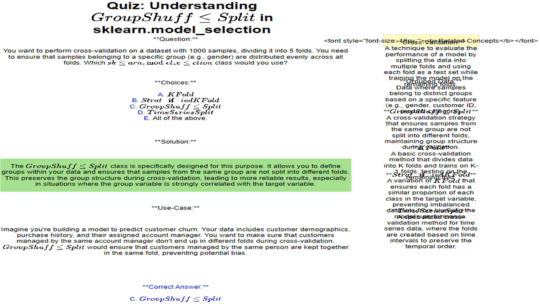False. Time series split is designed for time series data, where the order of samples is crucial. It doesn't take into account group structure for general datasets. False. Only group shuffle split is the correct answer. The other options don't provide the specific functionality of ensuring even group distribution across folds.